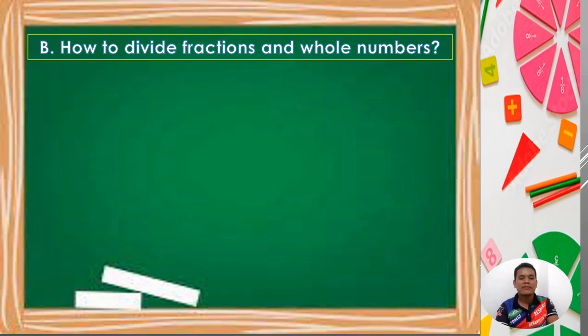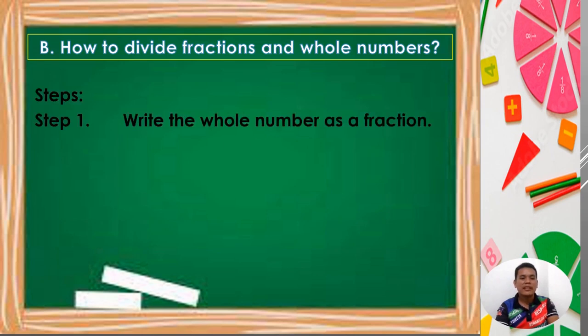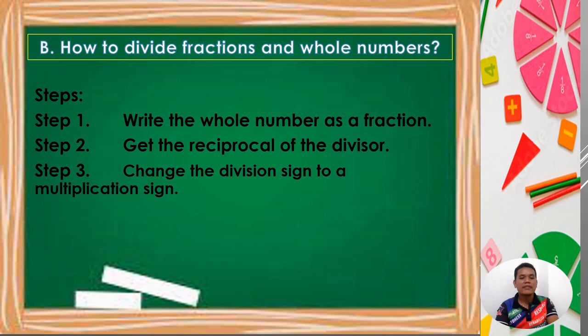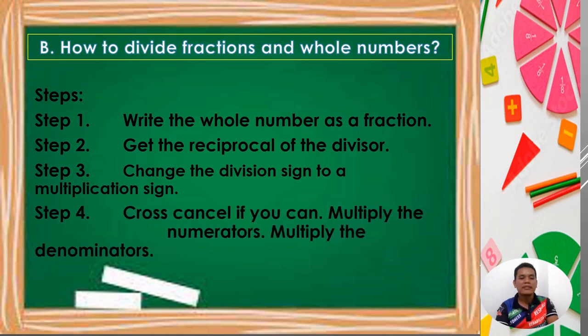So what are the steps in dividing fractions and whole numbers? Okay, we need to consider that we cannot directly divide fractions and whole numbers. We need to write the whole number as a fraction. Then we will proceed with the steps in dividing fractions, the same as with the fractions in task A. In step 3, change the division sign to a multiplication sign. Cross cancel if you can, then multiply the numerators and multiply the denominators. Always take note to express your answer in lowest term.